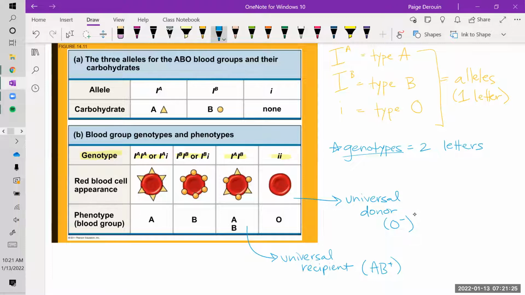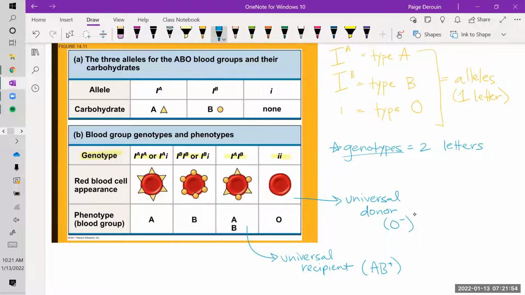Go ahead, Savannah. Because if AB gives to B, then the A's that are on the AB will get recognized by the B person's immune system and like freak out. And same thing with this, and same thing with this. Yeah, people with O blood can only receive O blood.